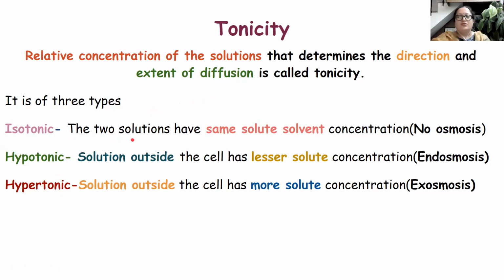Isotonic means the two solutions have the same solute solvent concentration. Equal amount of water molecules will move across the semi-permeable membrane. There is no osmosis in such a case.